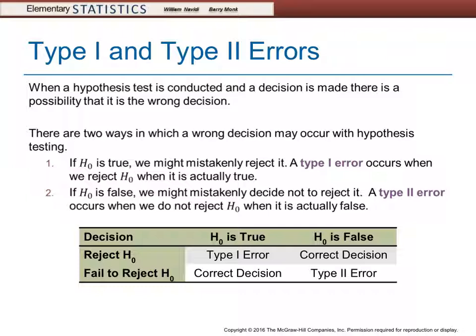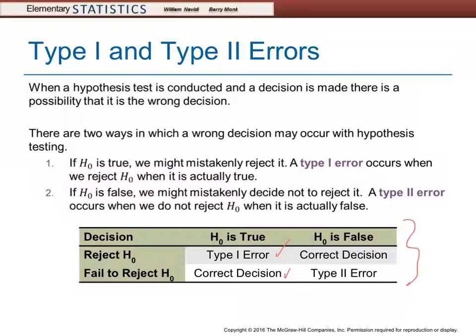If H0 is false, we might mistakenly decide not to reject it. This is called a type 2 error, and it occurs when we do not reject H0 when it is actually false. So when we look at this table here, we can see the decision of H0 is true or H0 is false, and we can go down to see if we reject H0 when H0 is true, it's a type 1 error.